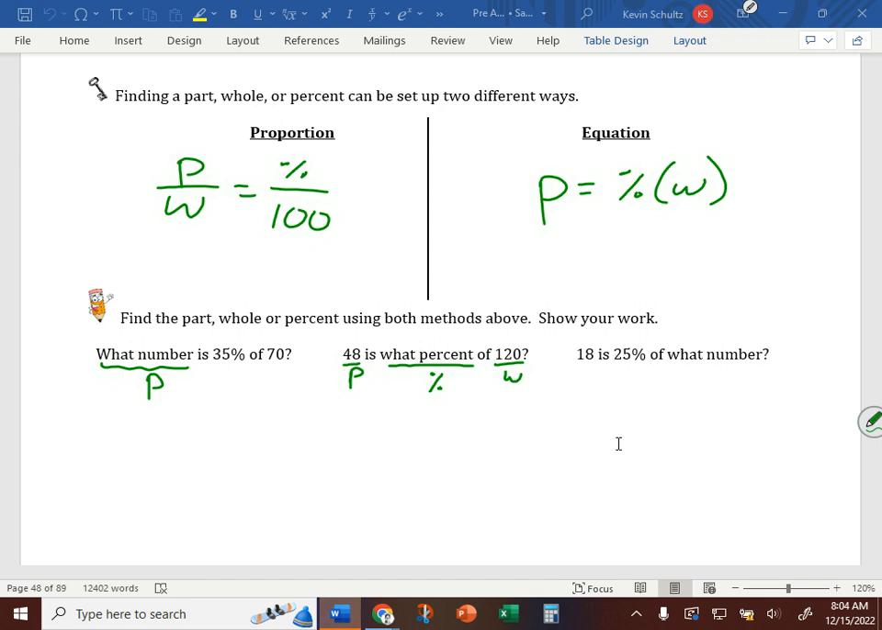So there's our pieces. We're going to use both methods here, starting with the proportion method, and it's really just plugging things in now. Part over whole, 48 over 120 is equal to our percentage over 100. We use that formula, we plug in the pieces, we've identified what the variables represent. And there's no real great scale factor to get from 120 to 100.